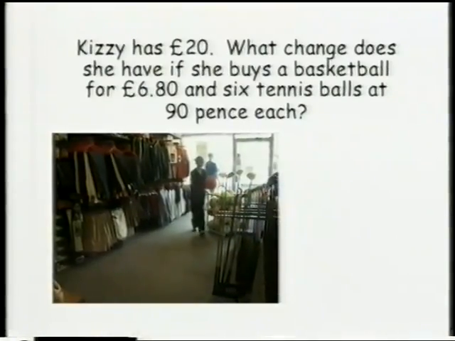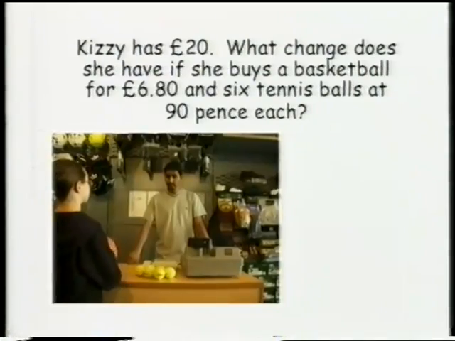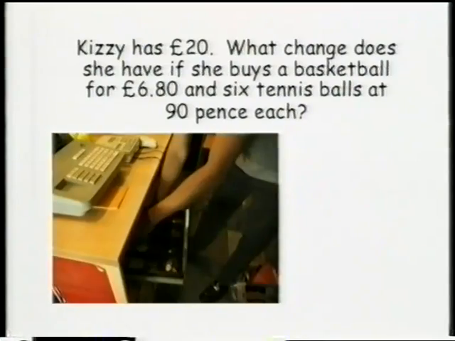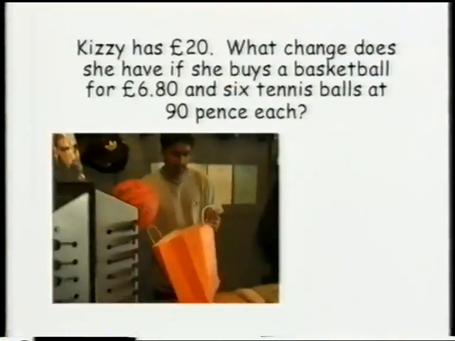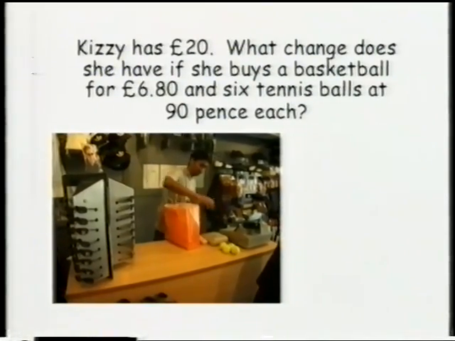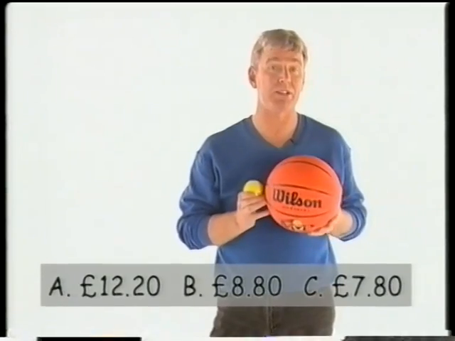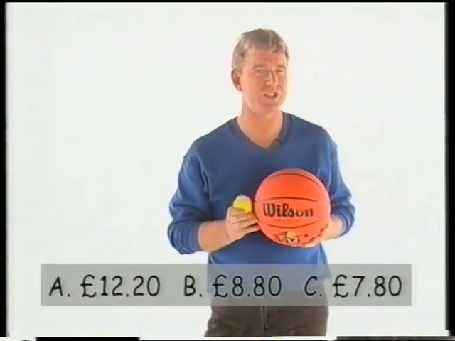This is another question about shopping. Kizzy has £20. What change does she have if she buys a basketball for £6.80 and 6 tennis balls at 90p each? Listen to the question again. What change does Kizzy have from £20 if she buys a basketball for £6.80 and 6 tennis balls at 90p each? A, £12.20, B, £8.80, or C, £7.80? What's your answer?